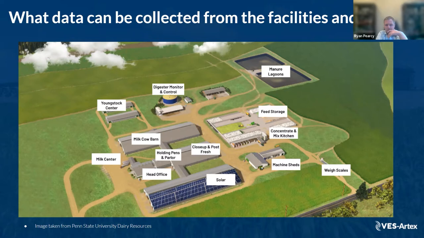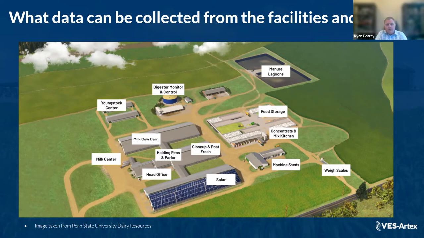So what is facility data? This is a map I really like. I think this is from Penn State University originally. And what it does is it takes a look at an example dairy farm, so all the different aspects, all the way from the lagoons, digesters, to the head office, the weigh scales. And the point of this is to really understand that across a typical farm, there are a lot of different points where data is created.